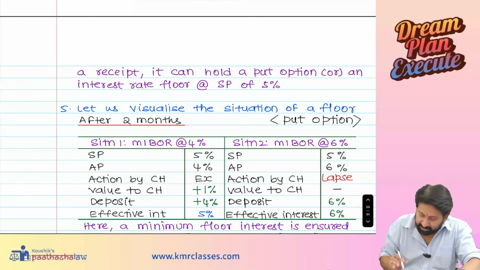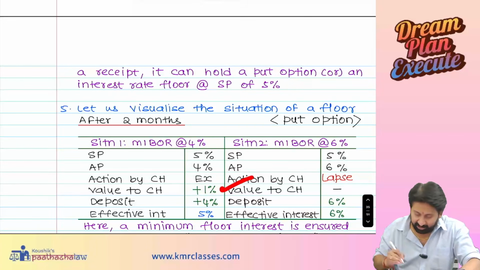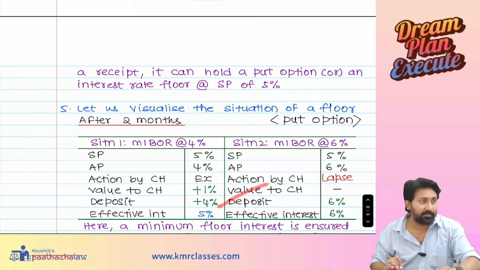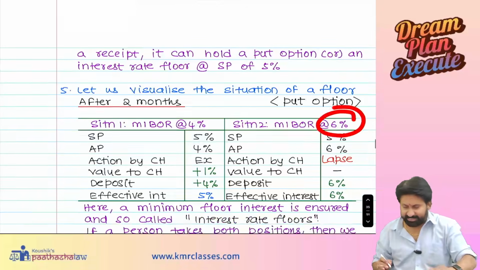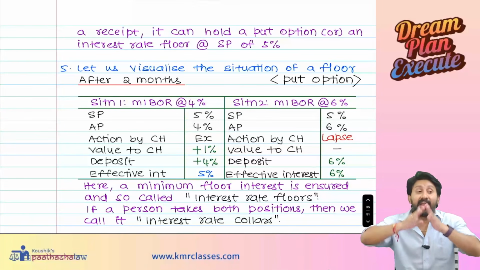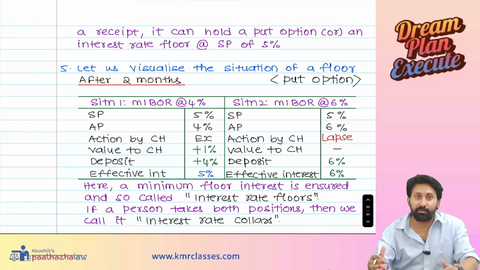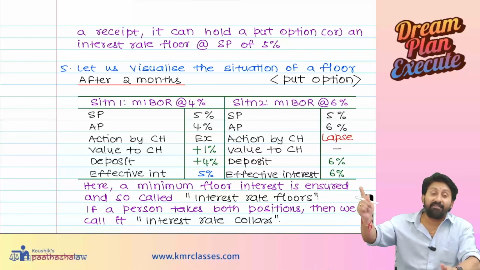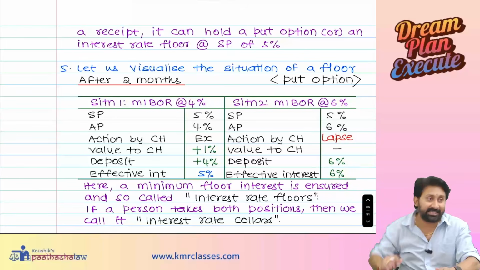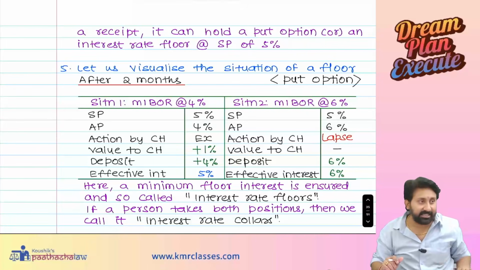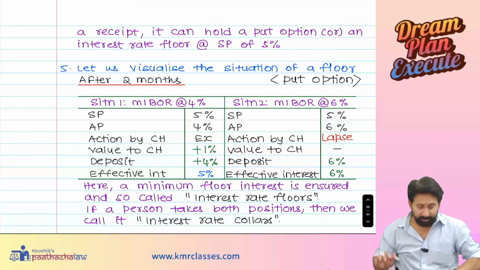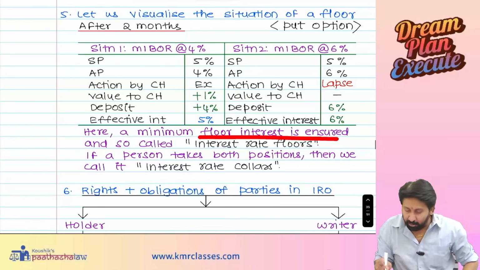So at 5% and 4%, I will exercise. I will get 1% value. I anyway make a deposit at 4. Effective rate is 5%. MIBAR at 6: if MIBAR is at 6, what will happen for me? There is a great advantage for me. What is that advantage? I have a right to deposit at 5, where I can actually make it 6. I will lapse and I will deposit at 6%. I will get more interest. This is how the options are going to help. Here, minimum floor interest is ensured.